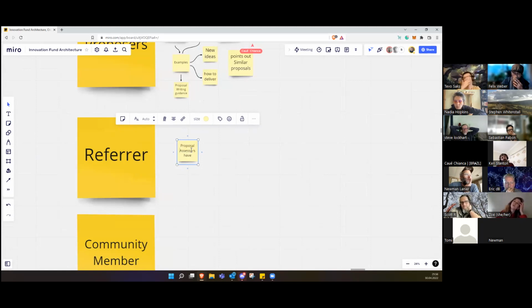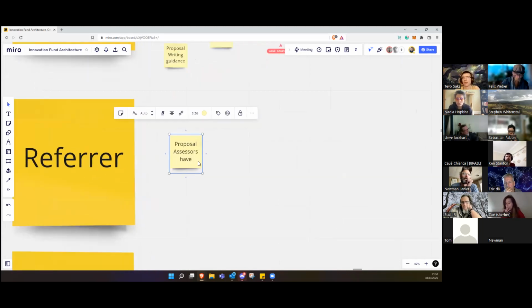So you're saying proposal assessors have insight into how proposals look, and that's a good argument to bring new people in and give them the encouragement that writing a proposal is not that hard, or that there are many of them I could share. How would you describe the relation?